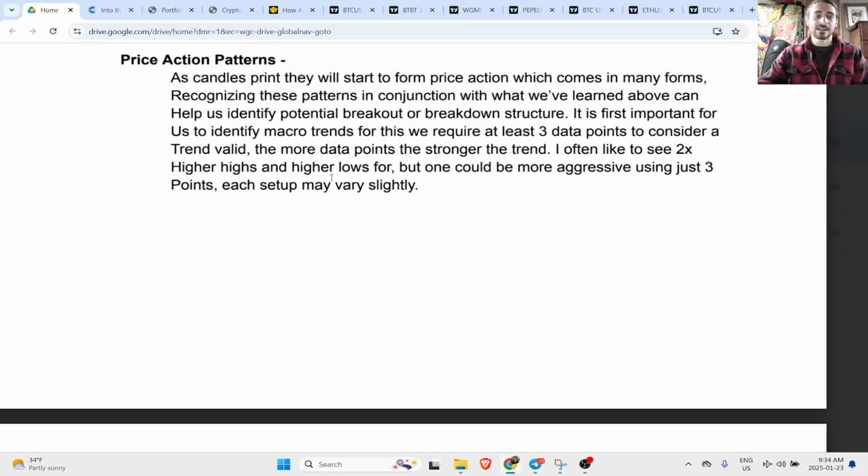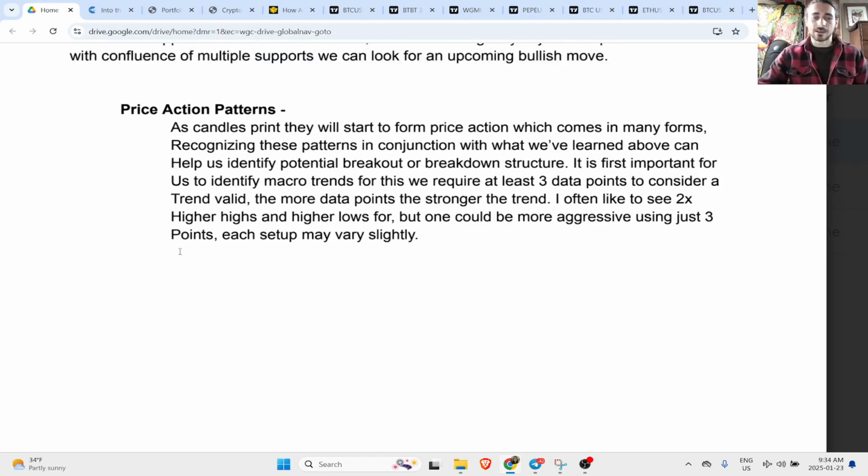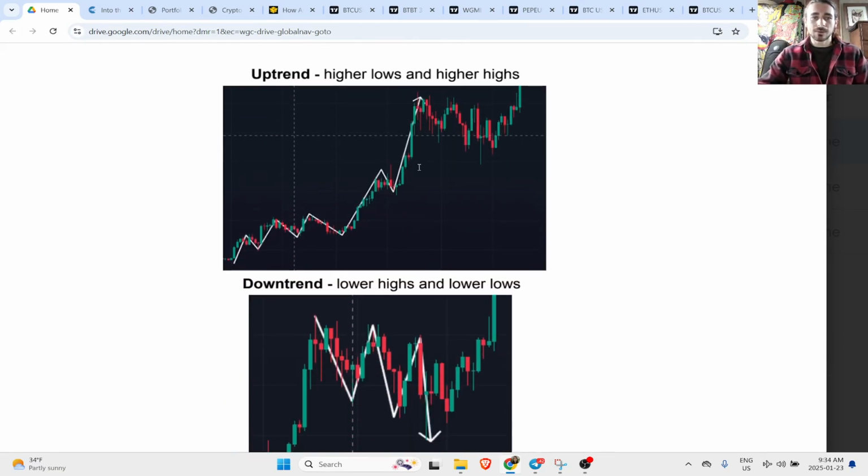We now have 3 different tools we can use to identify potential areas of reversal or entries. And again, we see can help us identify macro trends. We do require at least 3 data points to consider a trend valid, and the more data points you have, the stronger the trend's going to be. I do like to see multiple higher highs and higher lows, but you can assume a trend based off of 3 points. It's just going to be a little bit more dubious than something with multiple points.